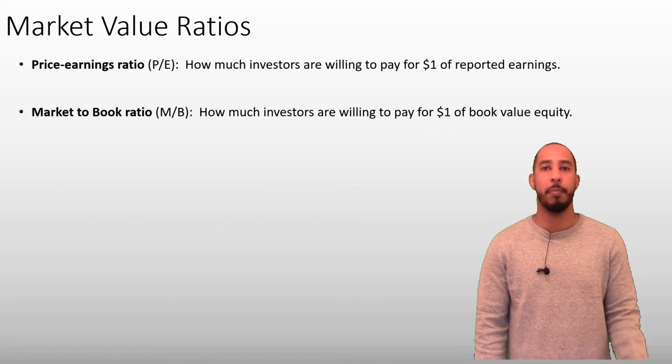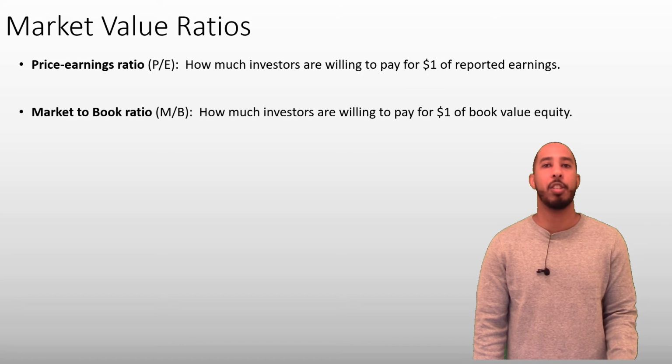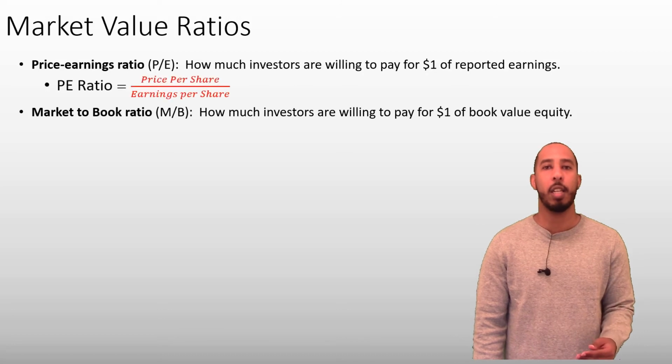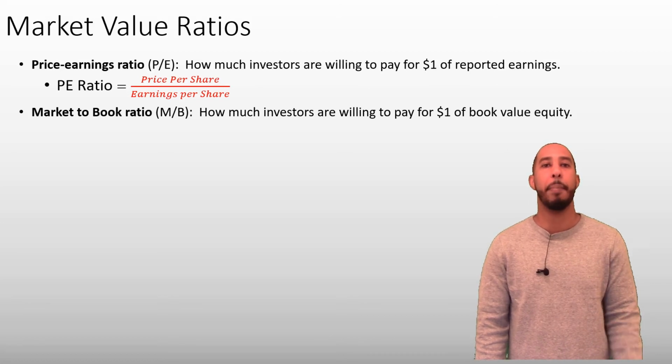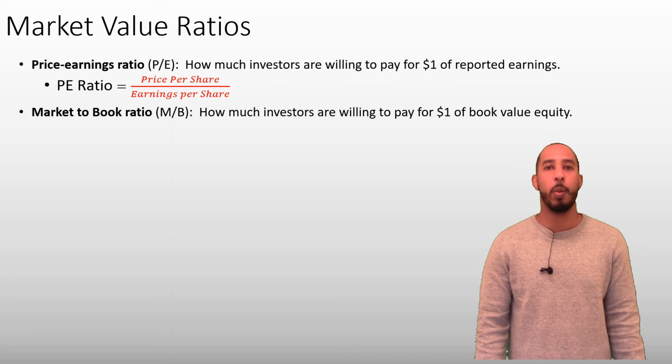book, MB. The price to earnings ratio will tell us how much investors are willing to pay for $1 of the company's earnings. And is computed by taking the price per share of a stock and dividing by the company's earnings per share. As this number increases, it implies that investors are willing to pay more and more for $1 of this company's earnings. Why would investors be willing to do this?